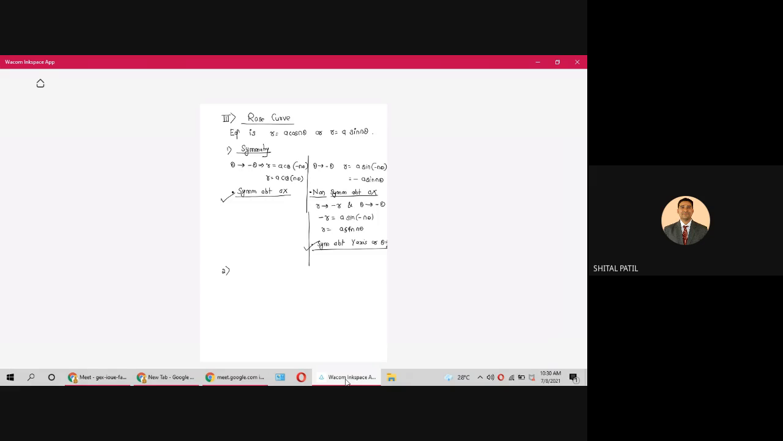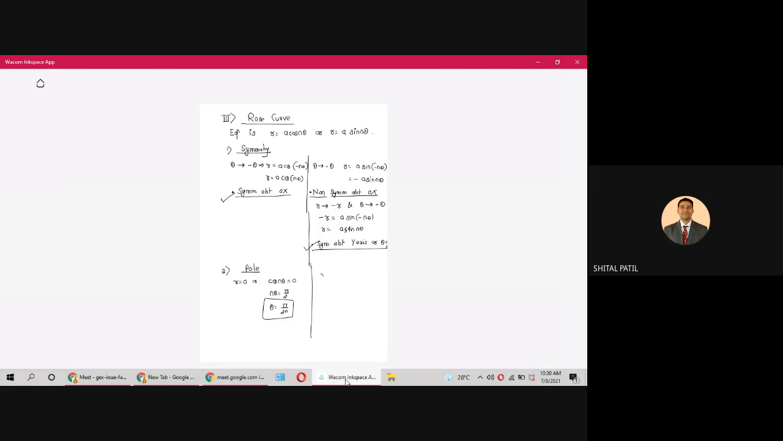Second, pole: whether they are passing through the pole or not, that we want to understand. Okay. So r equal to 0 means cos of n theta equal to 0. And we know that we can find n theta when cos is 0, pi by 2. A single value is required here. So theta equal to pi divided by 2n.